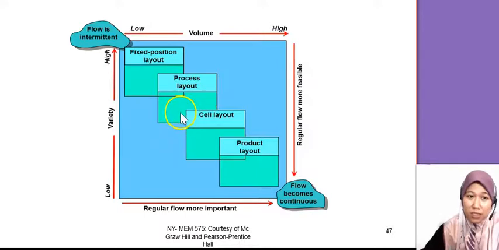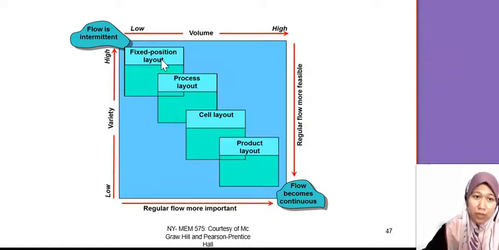If you look at this diagram, this is the variety and these are the volume. Fixed position is the one with very low variety; it cannot handle many models, and the volume is very low, only one at a time. Process layout has a high variety, but the volume is low. Cell layout is in between, and product layout is low variety. They cannot produce many types, but they can go for high volume.